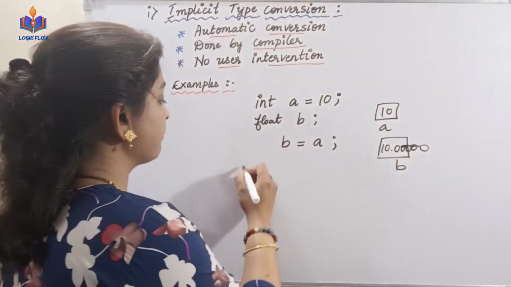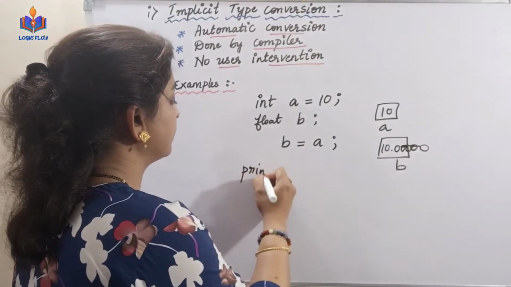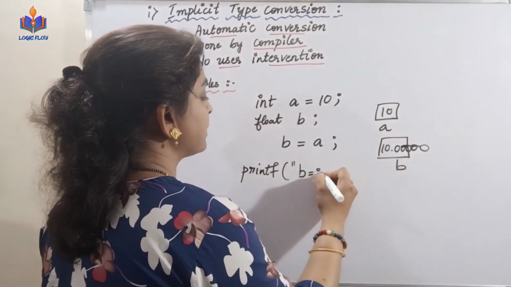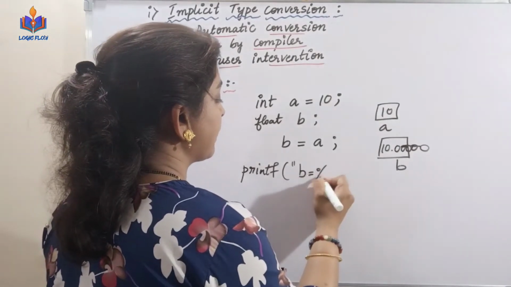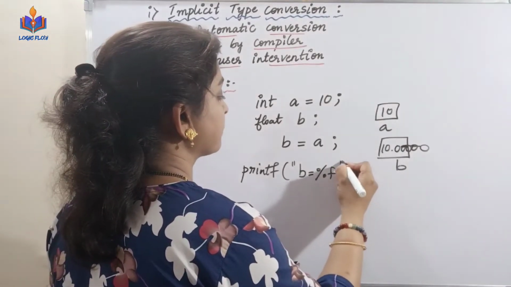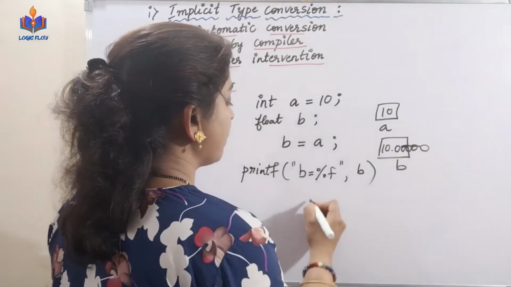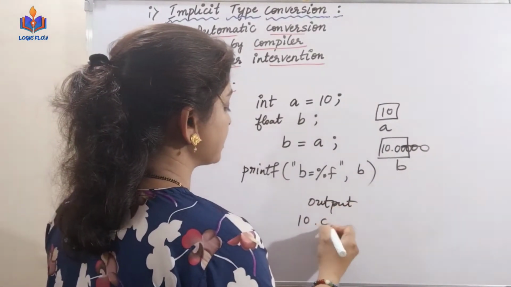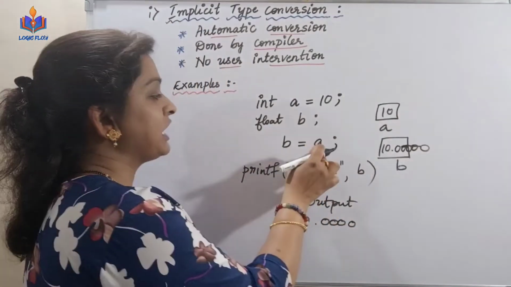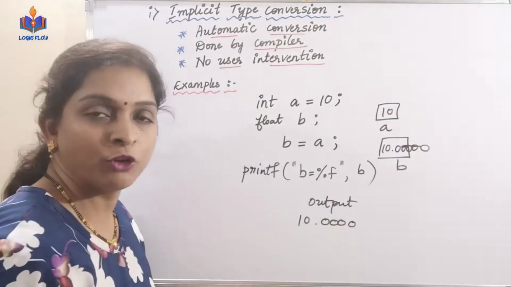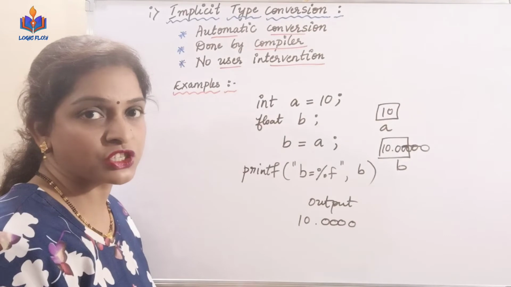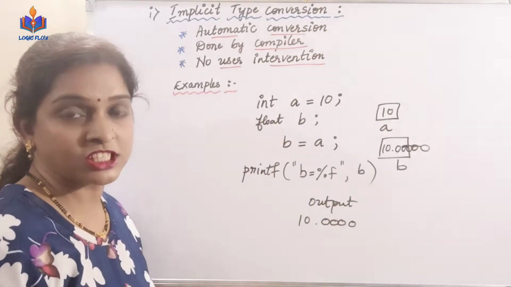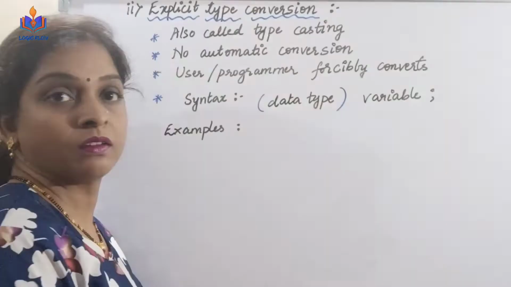So when I say print the value of b, say printf b equal to percentage f, my output will be 10.000. So integer data is converted to float. This is implicit conversion, which is taken care of by the compiler itself.